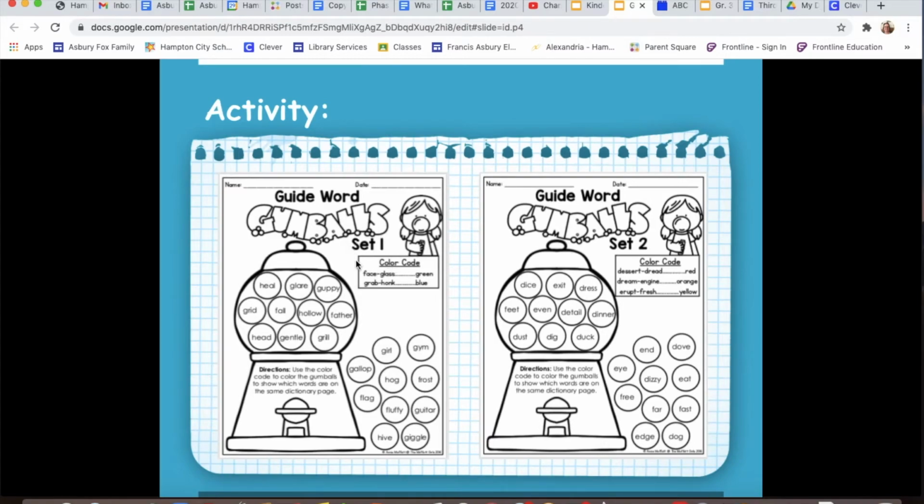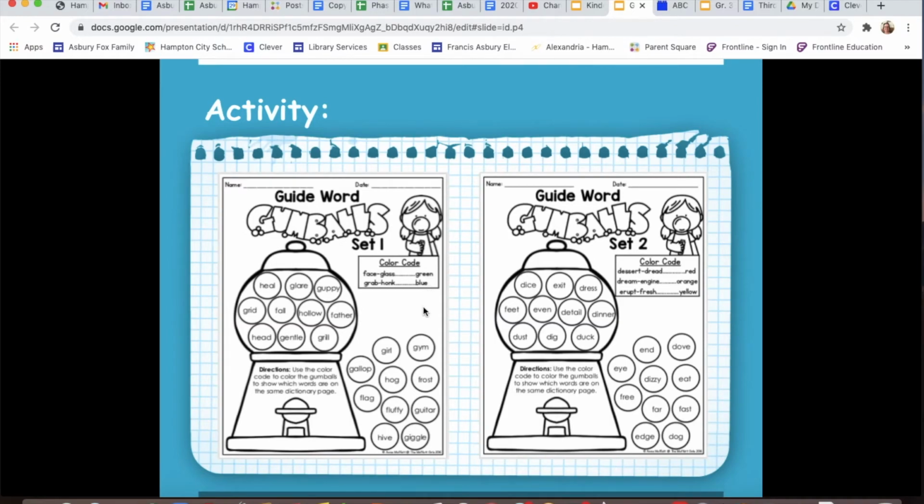So for set 1, this is what I want you guys, the first grade, to do. And all it is that each gumball has a word on it. And you're going to decide if the word would go on the page where face and glass are the guide words. And if you think so, then you're going to color the gumball green. Then if you think that the word would be on a page with the guide words grab and honk, then you're going to color that gumball blue.